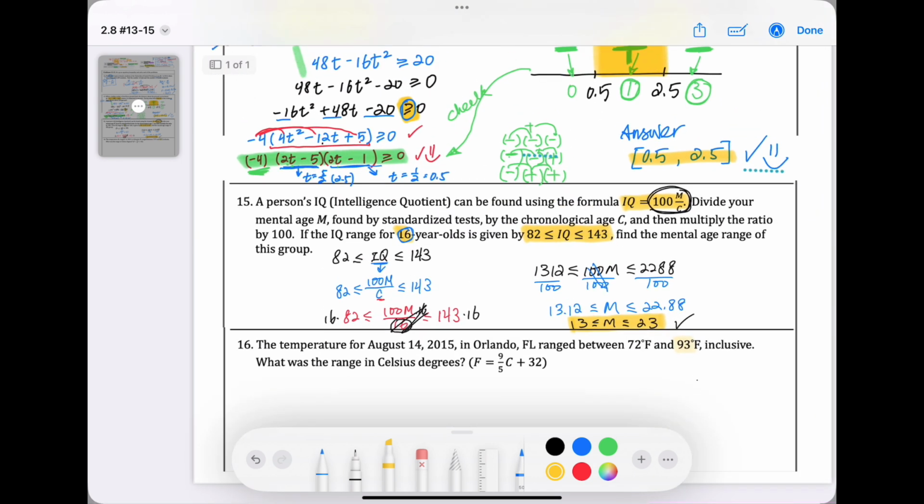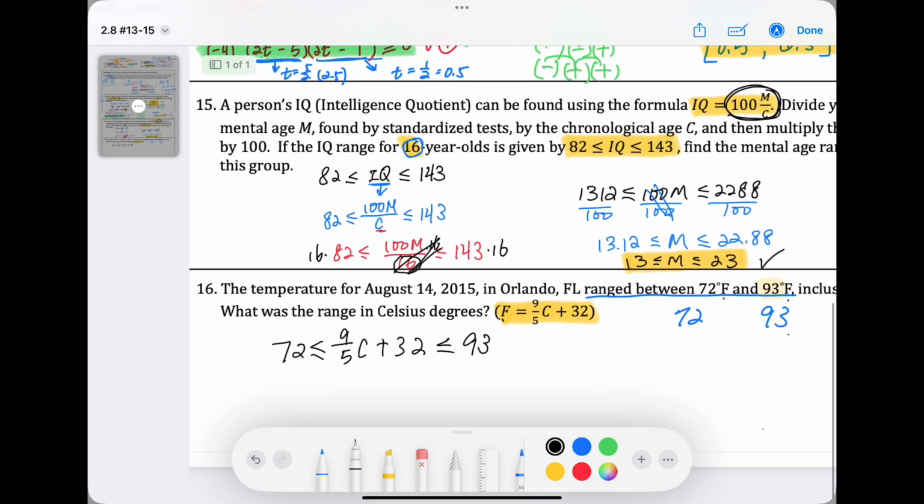Okay, last one, blah blah blah. So I love the word range. You have a range between, so that tells me it is from 72 to 93. Okay, so from small to big. So what will be the range in Celsius degrees? Okay, so now given a formula, which means we're going to use that. So how do we use that? This formula is 9 over 5 Celsius plus 32. It's in between 72 and 93. So that is my Fahrenheit given. The F is my Fahrenheit. So I'm going to solve this one.